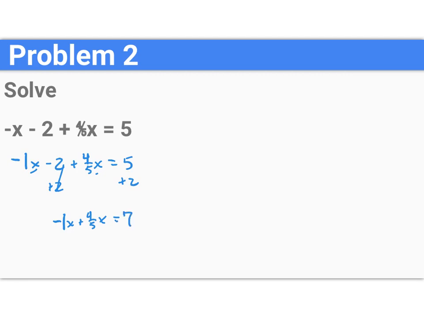Now, when I combine the like terms, the terms that have the same letter and the same power, I get negative 1/5 x equals 7. And so now I see I'm multiplying by negative 1/5 on both sides. So I have to multiply by its inverse to make that positive 1. And x equals negative 35. So if you stick negative 35 back in, you will get 5. It works.